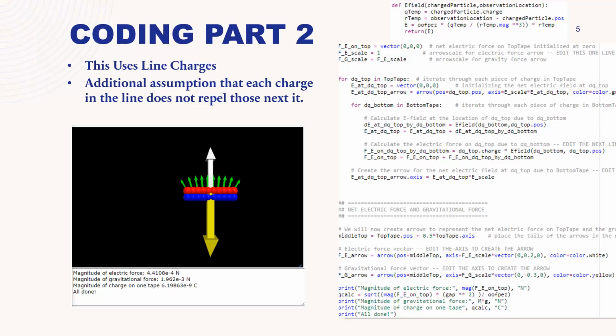And so using these numbers, we were able to calculate the magnitude of the electric force and the magnitude of the gravitational force, which are 4.1 e to the negative 4 newtons for the electric force and 1.962 e to the negative 3 newtons for the gravitational force. Also, I used the magnitude of the electric force to solve for Q, the charge on one tape, and this was found to be 6.19 e to the negative 9th coulombs, which is different than what we found in part 1.